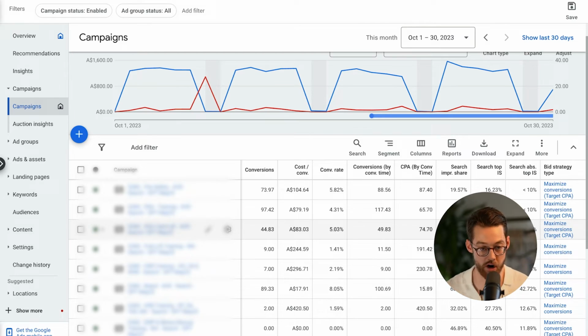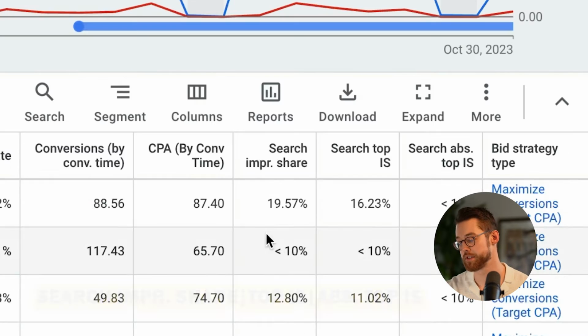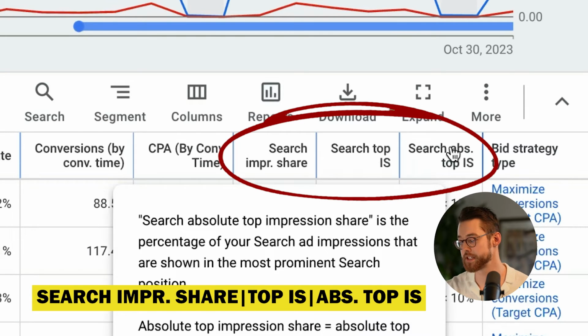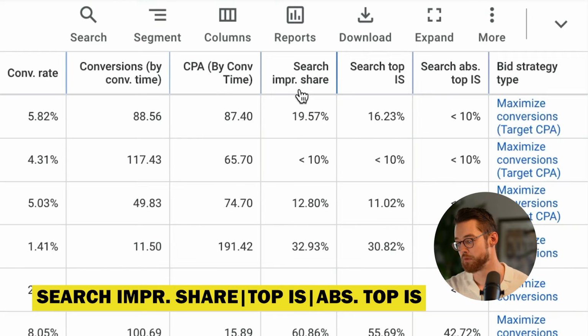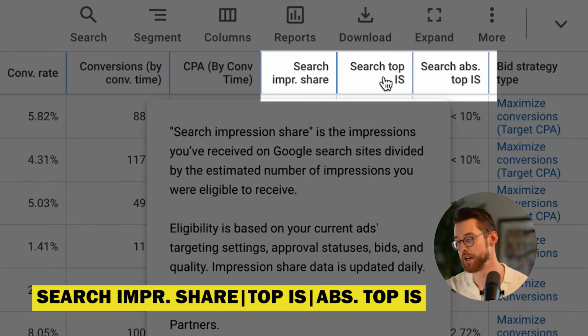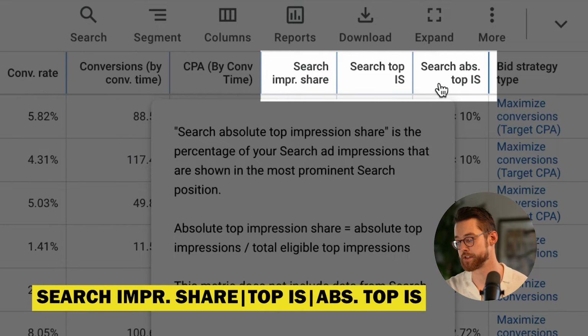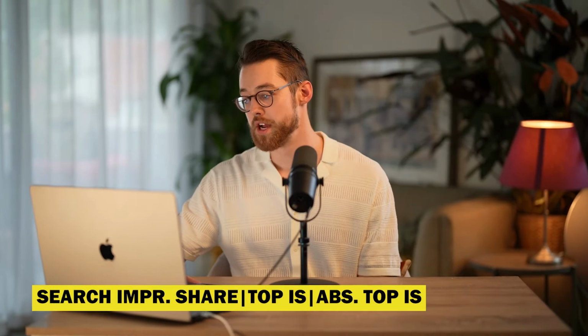So the last couple columns, which I have up in my account, are these three. And these give us some indication of where we're at in terms of the volume that's possible to hit in these individual campaigns. So what do I mean by that? Well, we have here search impression share, search top impression share, and search absolute top impression share. So search impression share is basically the percentage of the time that we're showing for the terms and the keywords that we've told Google that we want to hit inside this campaign.